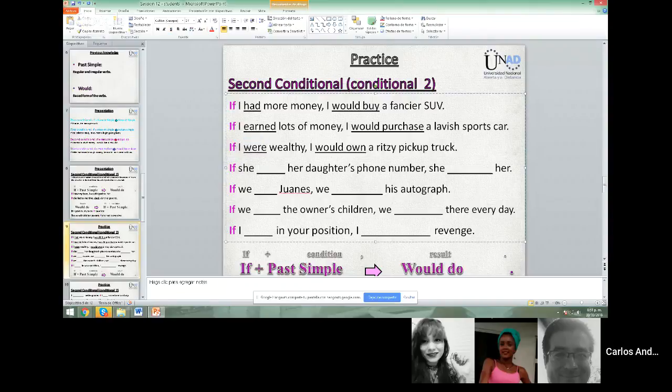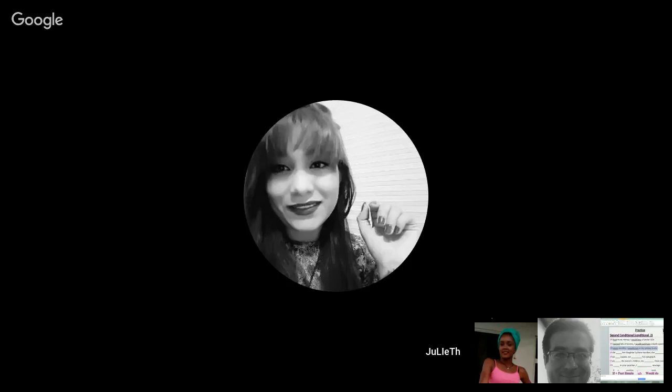Lo que les decía es que en el lenguaje informal, de pronto en ocasiones puede que en una película o una canción escuchen la palabra was en el segundo condicional, pero es porque es informal y porque es un idioma hablado. Okay? But that is not the correct way. You always have to use were to do it correctly with the second conditional. So, Viviana, I want you to read the sentence again, please. If I were wealthy, I would own a ritzy pickup truck.